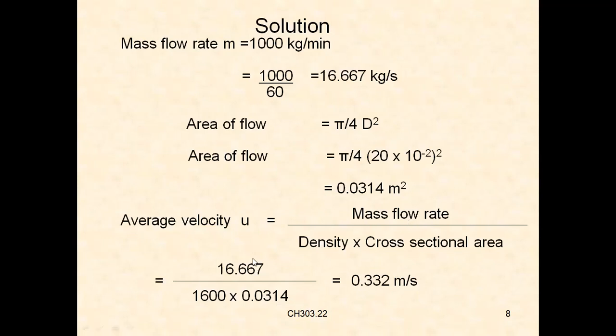So the average velocity is mass flow rate 16.667 divided by the density of the molasses. The specific gravity is given as 1.6, and specific gravity into density of water, that is 1.6 into 1000, gives 1600. This is the density of molasses, and the cross sectional area we have calculated is 0.0314. By substituting the values in U is equal to m dot by rho A, we get the average velocity of the molasses as 0.332 meters per second.